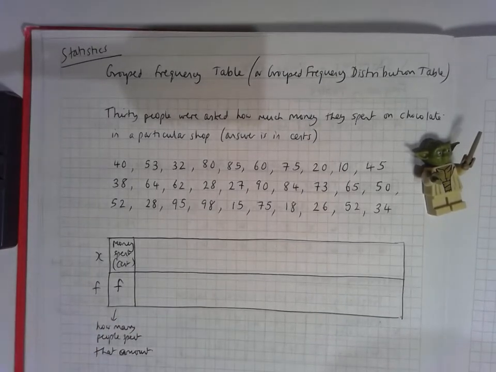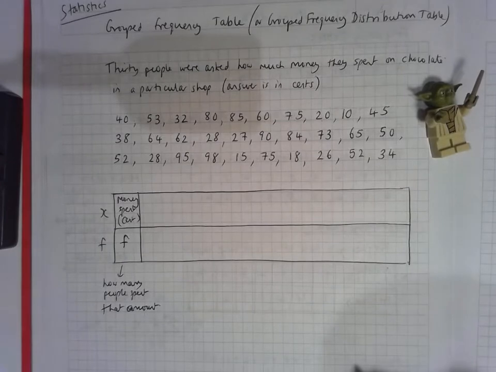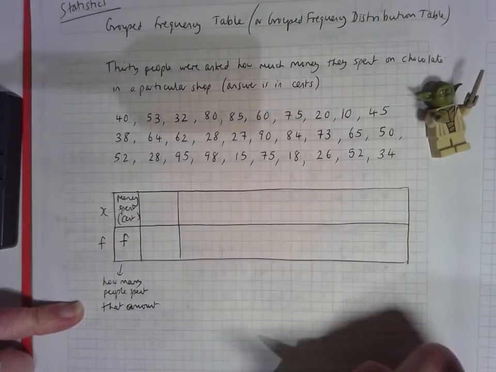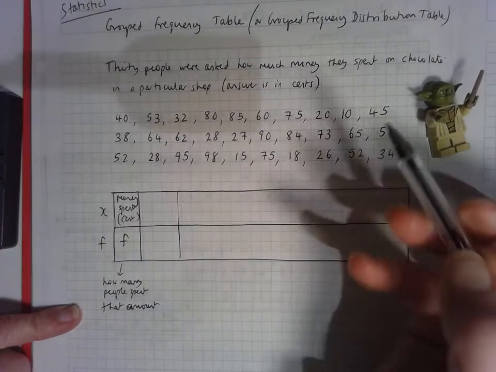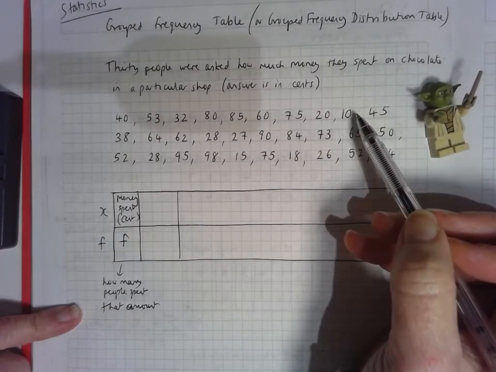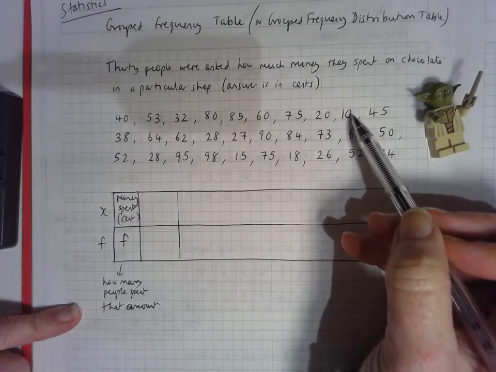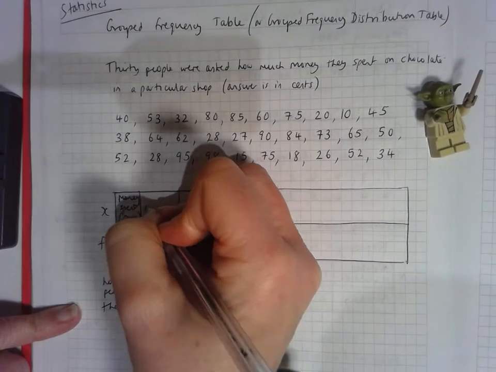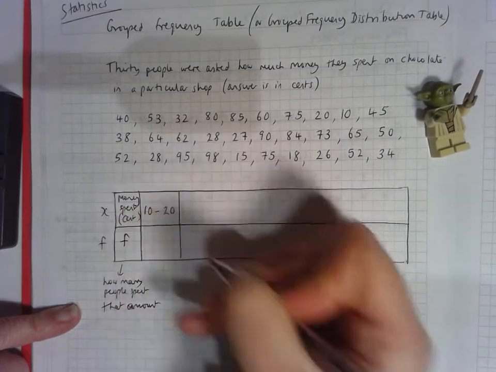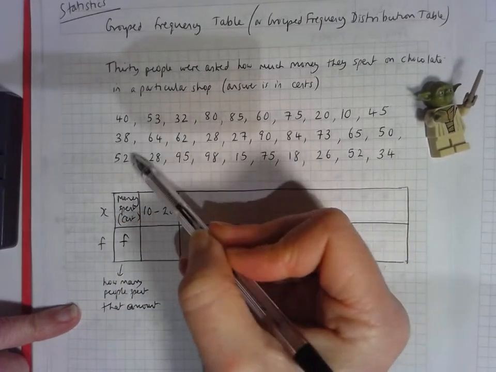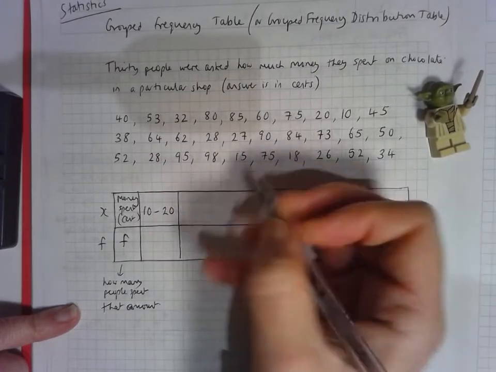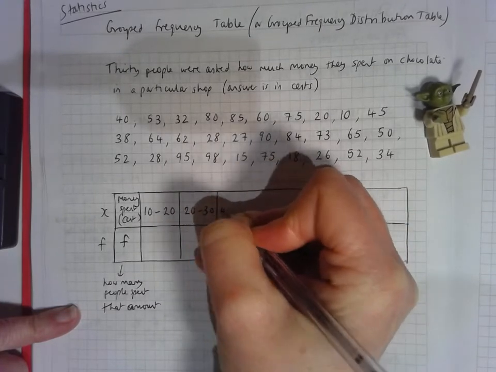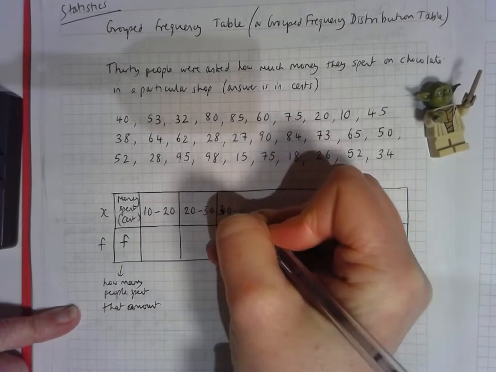Now, to make it easier to use the data, I'm going to put a group of numbers together that are alike. Looking at this, I've no 0 to 10, so I'm going to ignore that, but I do have 10s and 15s and 18s. So I have numbers that go from 10 up to 20. I have numbers from 20 to 30, so I'm going to have 20 to 30. I have numbers from 30 to 40.